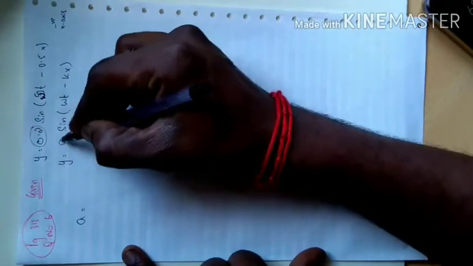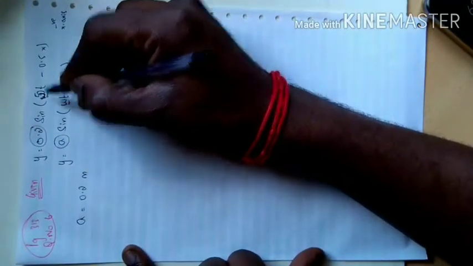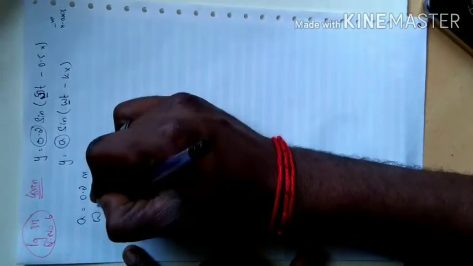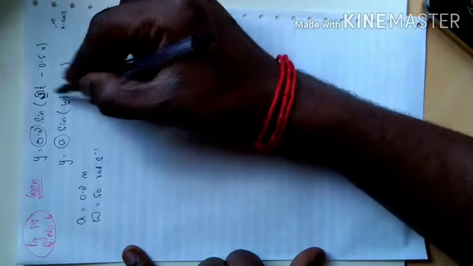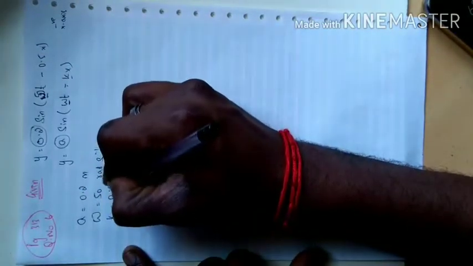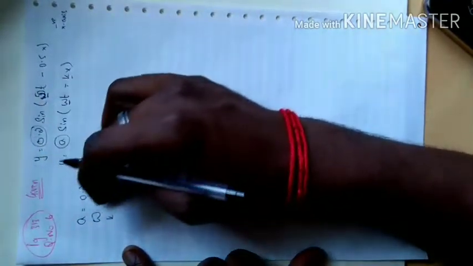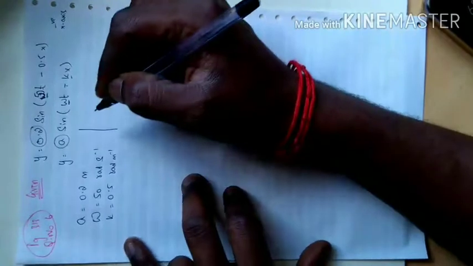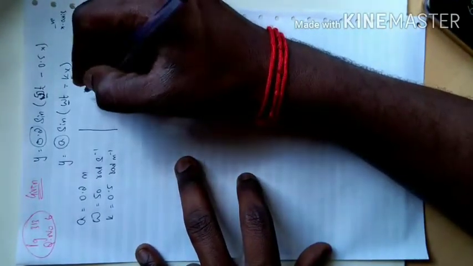On comparing with this general thing, I would be getting the values. What is in the place of A? What have they given? 0.2 meter. In the place of omega, what have they given? 50. That is, omega is equal to 50 radian per second. In the place of k, what have they given? 0.5 radian per meter. This is all the things I got from the question. Now, what they are asking you to calculate is the amplitude. A is equal to question mark.